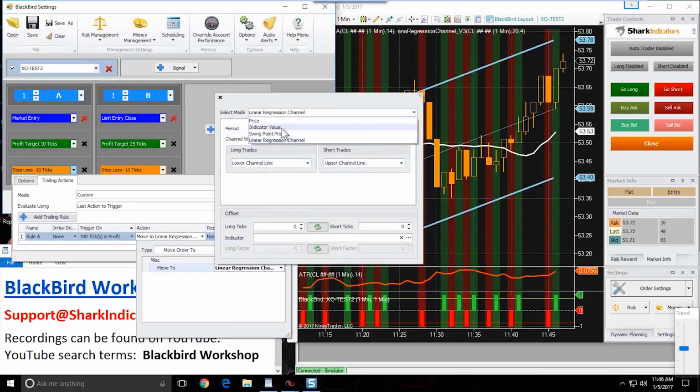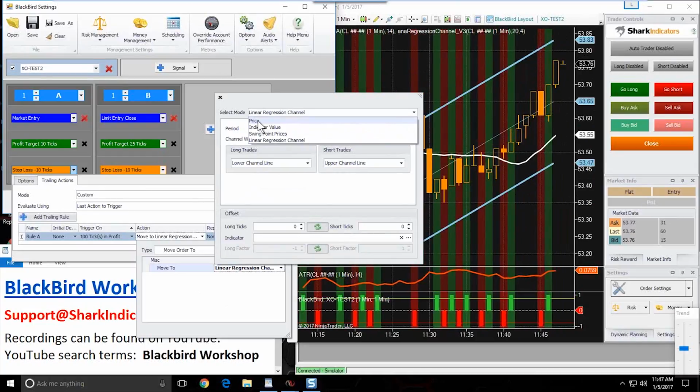All right, so that covers the 4 different options here to move your stop loss to, or to move your order to. 4 different ways. Basically, you've got price, or you have indicators. You can move your order to a price, to a price bar. Price being basically a bar price, and then the other 3 settings here are basically indicator settings, right?